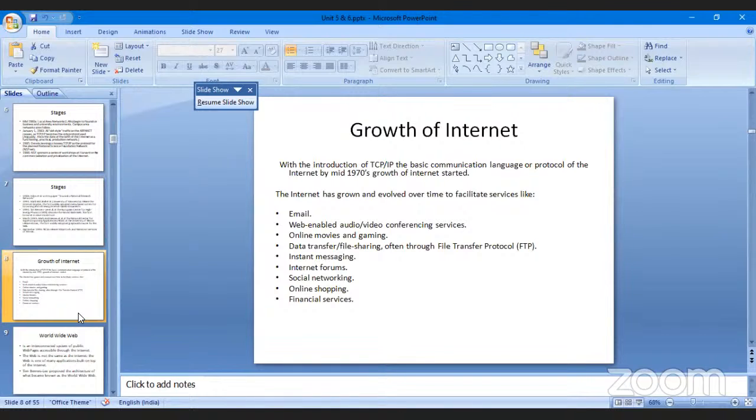With the introduction of TCP/IP, the basic communication language or protocol of the internet, by the mid-1970s, the growth of the internet started.